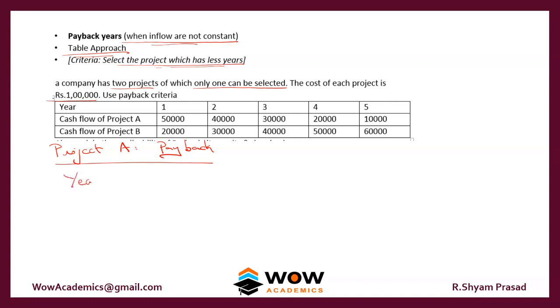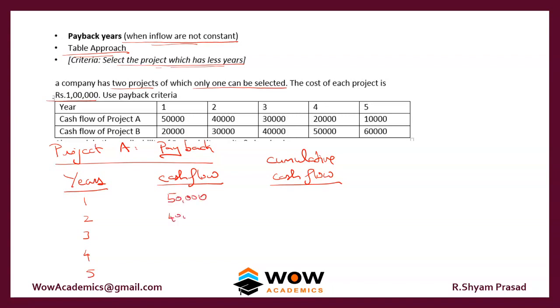So we'll start from years, cash flow, cumulative cash flow, okay. So that's what we have to compute. Years is 1, 2, 3, 4 and 5. Cash flows are 50,000, 40,000, 30,000, 20,000 and 10,000.